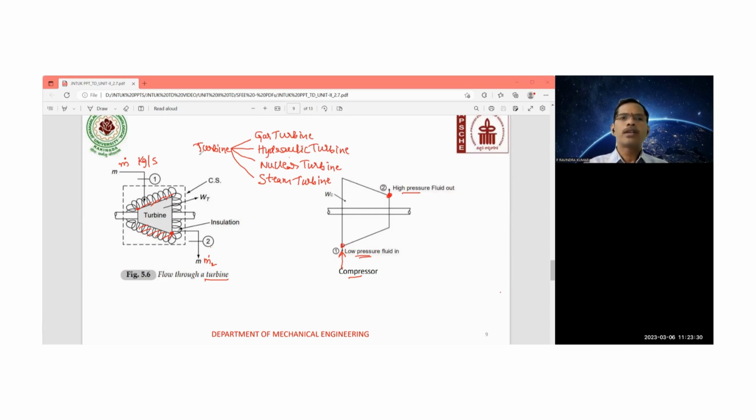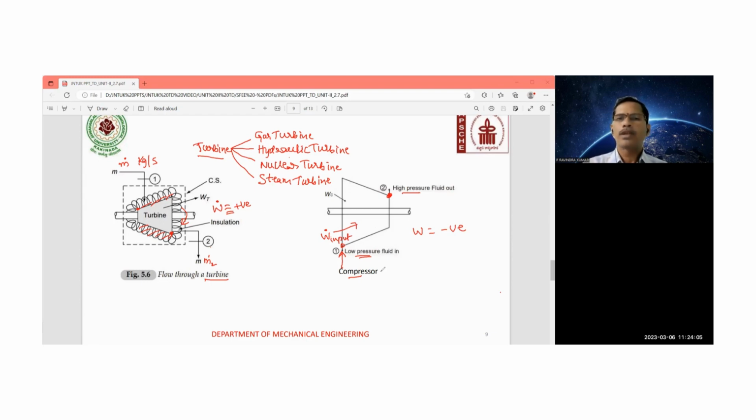And what is the functioning of this turbine? The turbine is going to produce the net work output. So the turbine is going to give the work output, that is, W is positive. Whereas for the compressor, you have to give the work input, so here W is a minus sign. Here, for the turbine, W is positive.